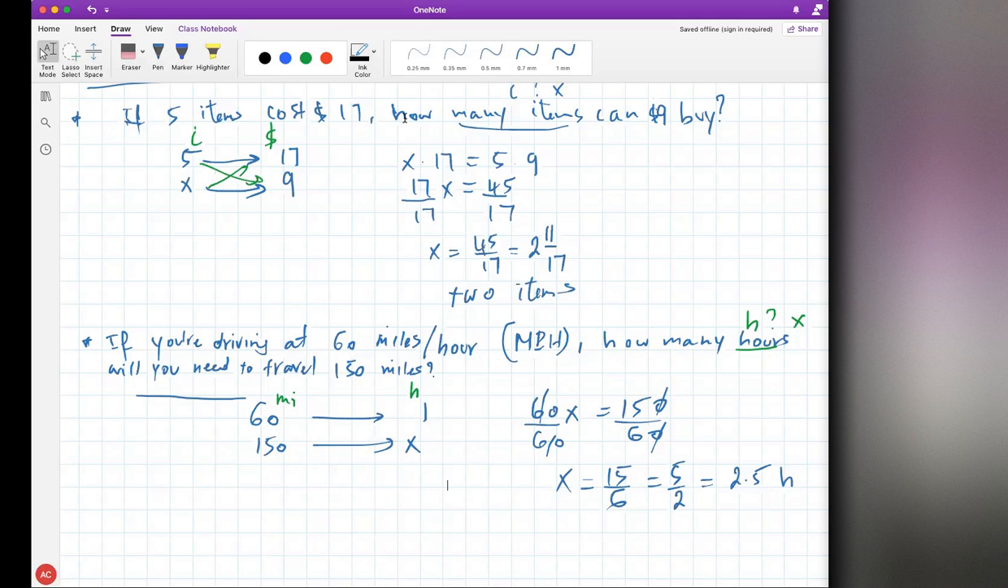I just can't understand why 152x? Why not x to 150? I'm confused here. You know what I mean? If you want to go from hours to miles, you have to do the other one in the other direction. One side is for miles, the other side is for hours. If you want to put hours here, you're going to put the miles there. So if you do x to 150, you'll have to do 1 to 60. So the hours go here and the miles go here.